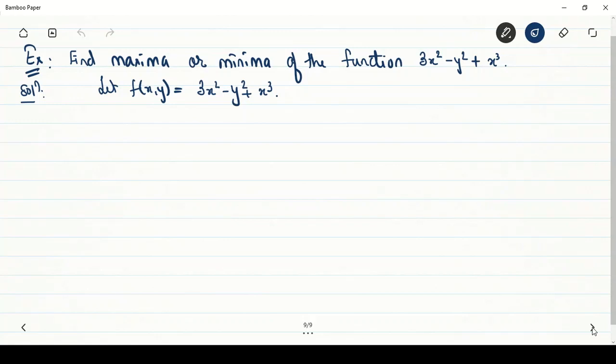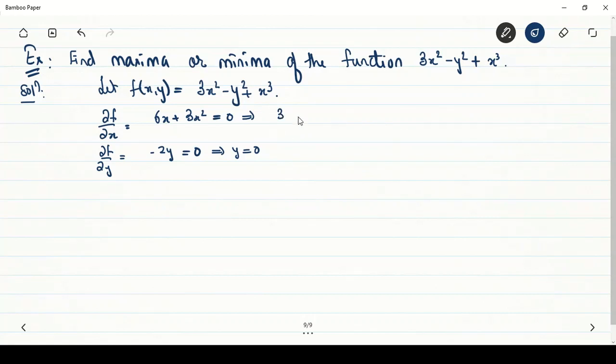So consider the function 3x square minus y square plus x cube. So our first step is to find the partial derivative of f with respect to x, partial derivative of f with respect to y, and we will equate them to 0. So what is del f by del x? Partial derivative of f with respect to x is 6x plus 3x square. Now this will be equal to 0. Similarly, del f by del y is equal to minus 2y, and we equate this to 0.